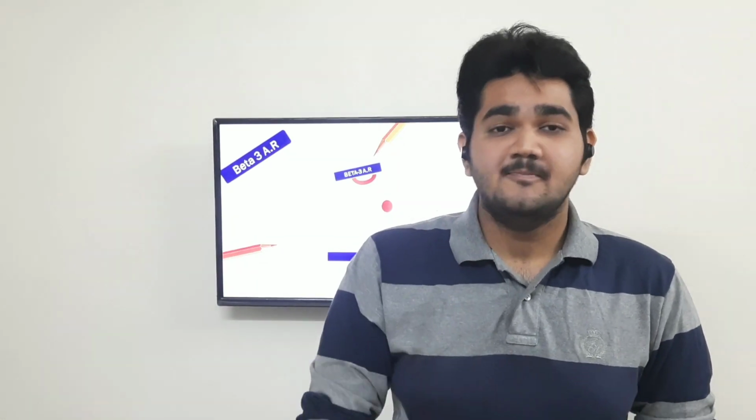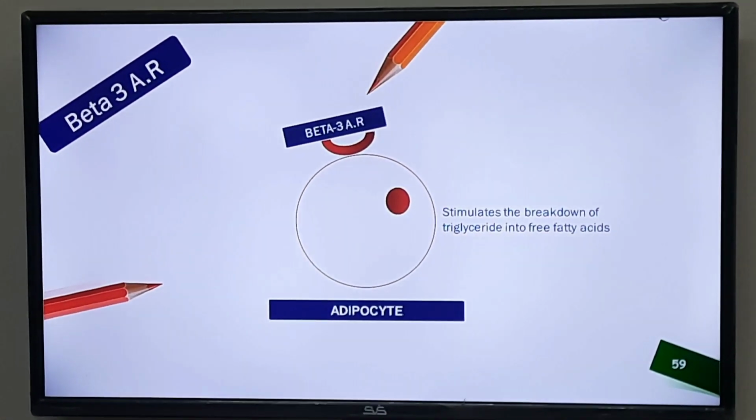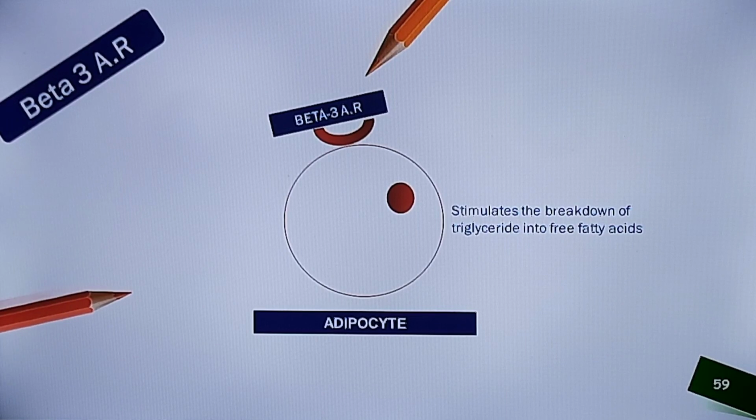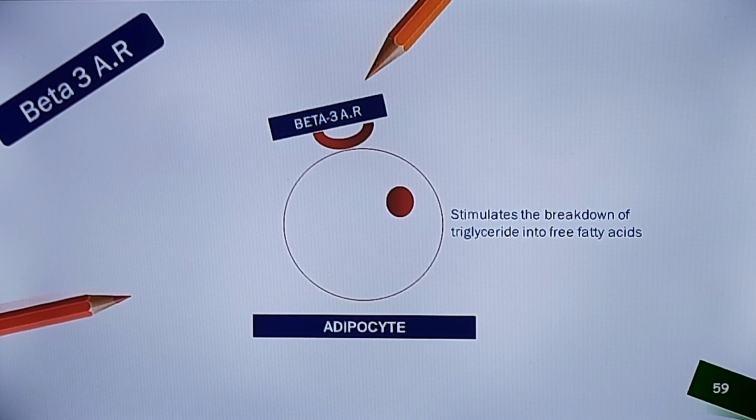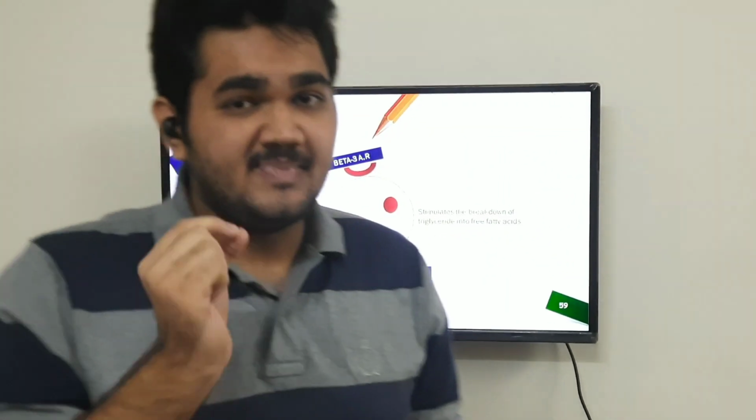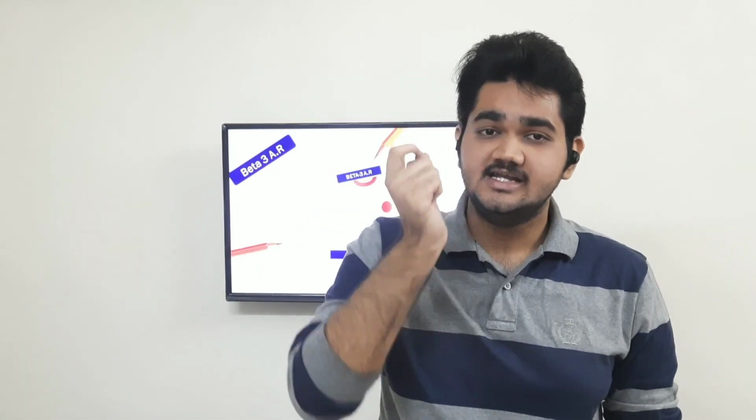If you can also recollect what is the location of beta 3 adrenergic receptor. In our video lectures previously we discussed that beta 3 adrenergic receptors are present on our adipocyte. Now whenever this beta 3 on our adipocyte is stimulated, it stimulates the breakdown of triglyceride into free fatty acid. In short, it will promote the breakdown of lipids, and for breakdown of lipids we have a very special term that is known as lipolysis.